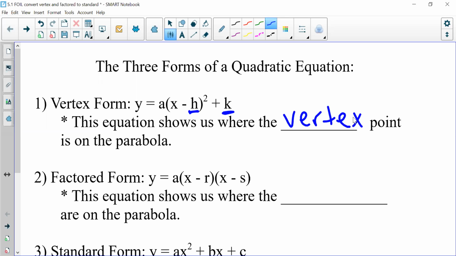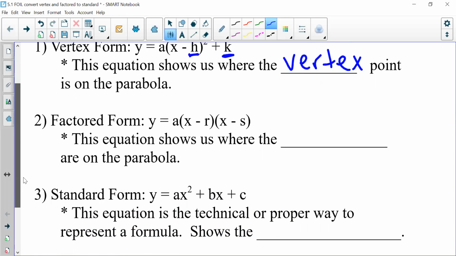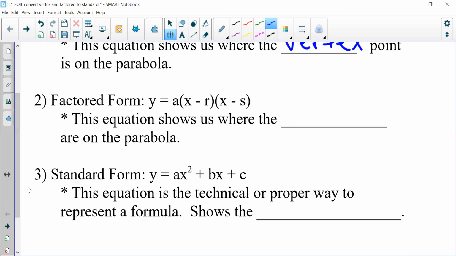You were briefly introduced to factored form and standard form yesterday. Who remembers what factored form tells us besides the A being open up or down, stretched or compressed? What are these telling us? The x value. Good. We got the x-intercepts here. So this is when the projectile would be on the ground, or the width of the arch or the bridge or whatever we're talking about.